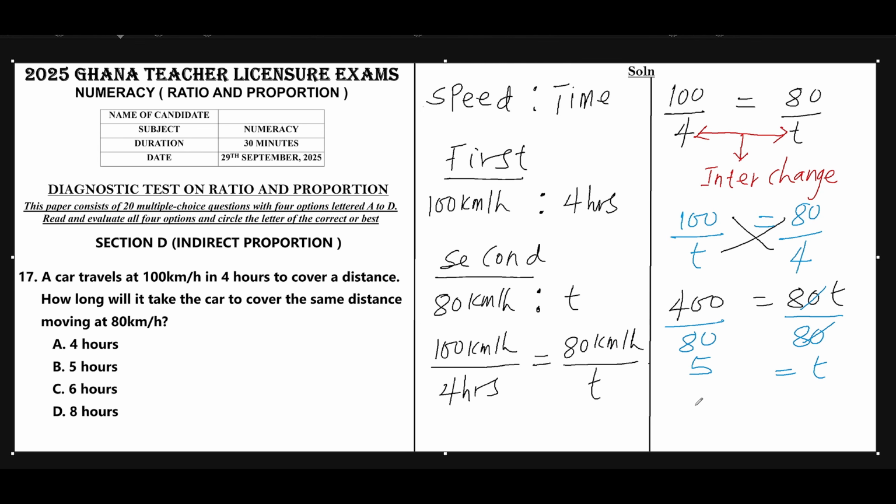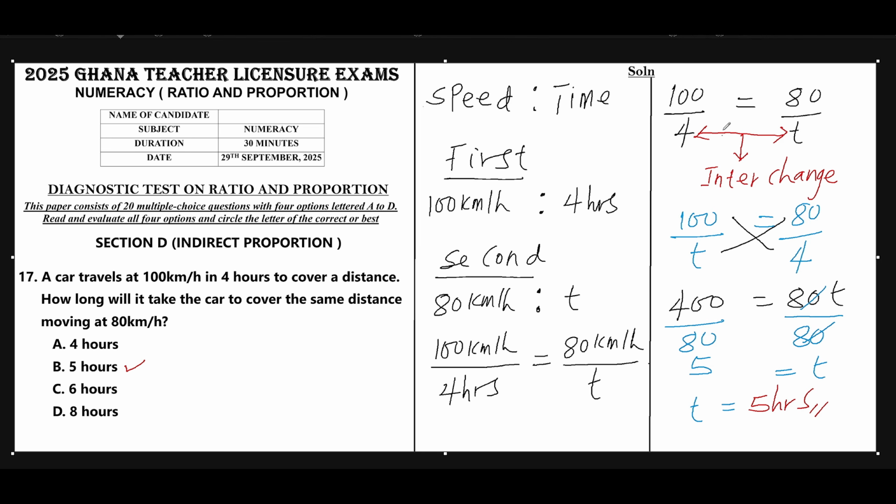5. See that the time here will be 5 hours. So that is B. Let's also try interchanging the speed and see the results.